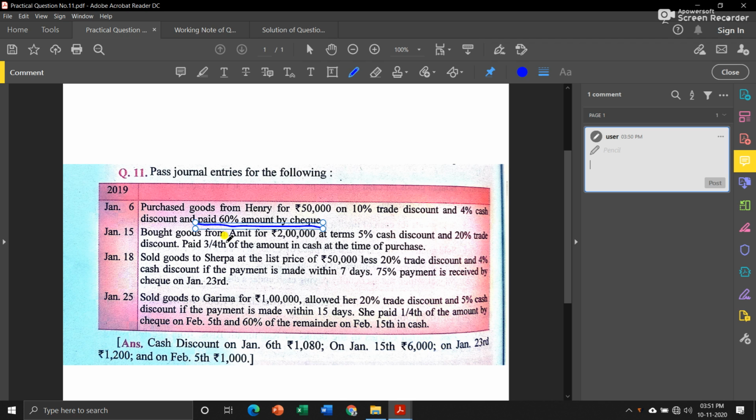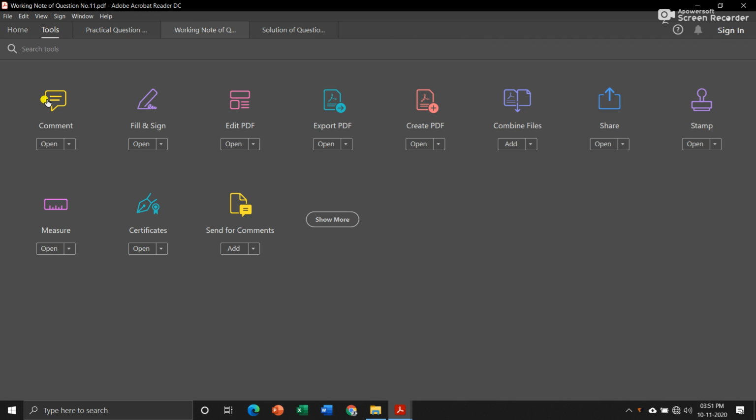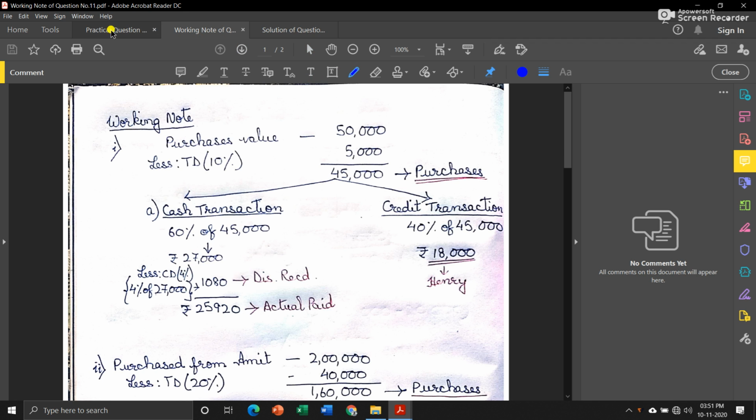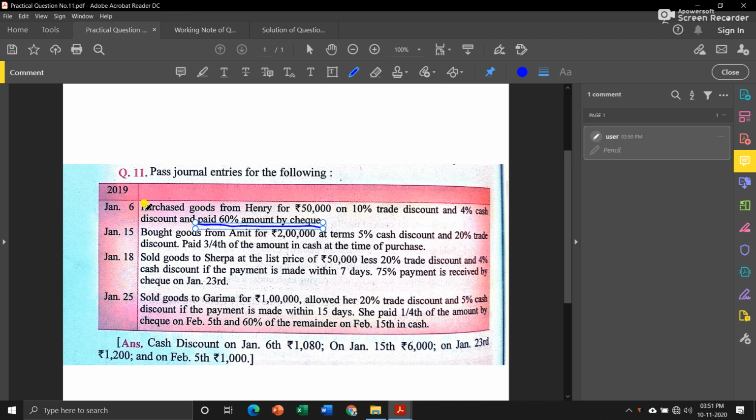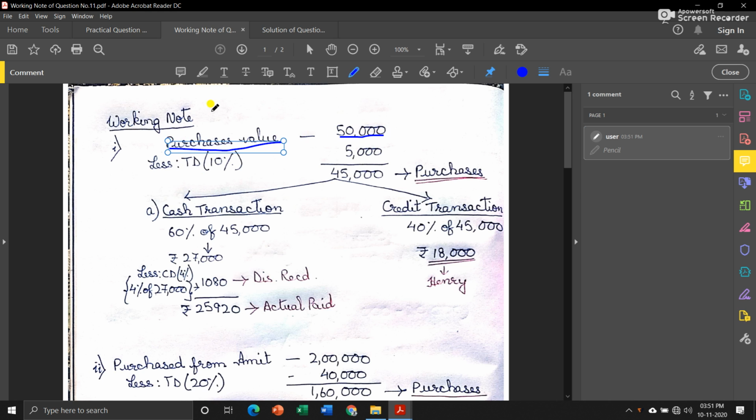Now, when they say that some amount of the sales or purchases is paid on the same date, then first we have to work on our extra note, that is, the working note. Okay, now let us see the working note. If we look at the question, first let us see the first part: purchased goods from Henry for 50,000. We will write that first in our working note, that is, purchases value of rupees 50,000.